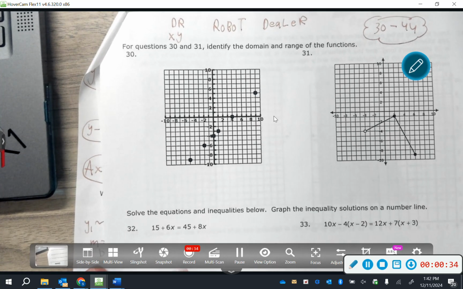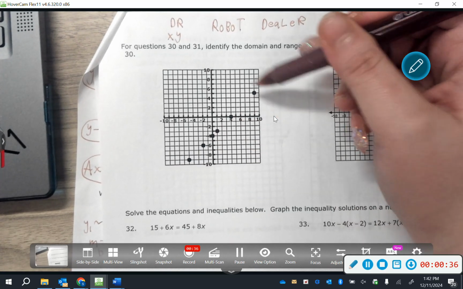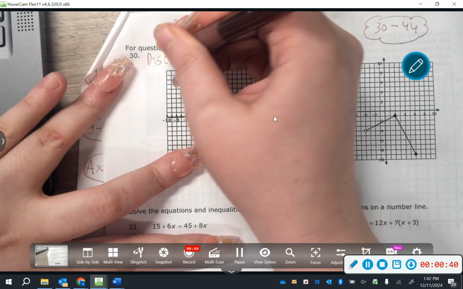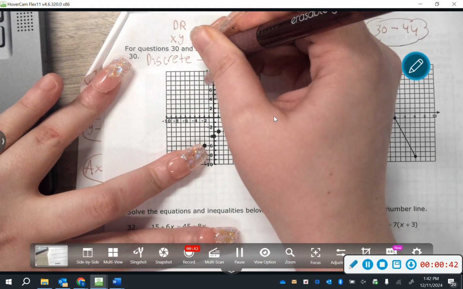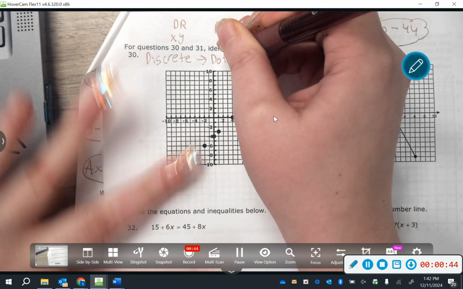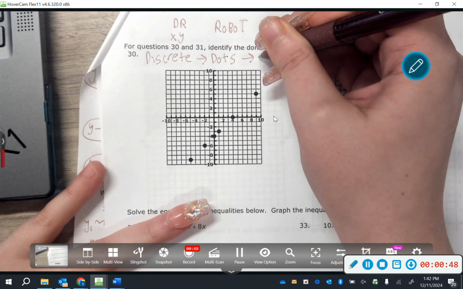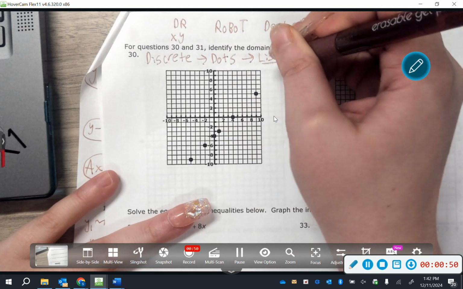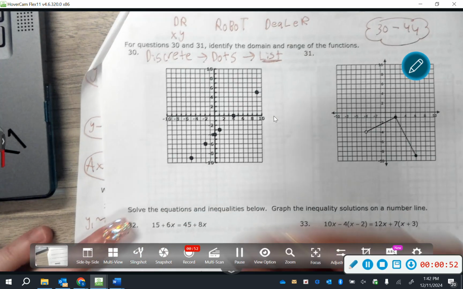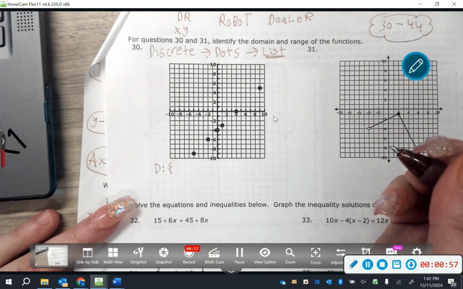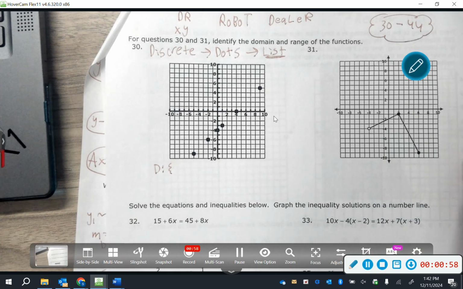Okay. If you have a bunch of points, as a reminder, it's called discrete. Discrete is dots. If you have discrete data and they are dots, what you have to do when you're making your domain and range is you make a list. Okay, so my domain, with this weird squiggly bracket thing, don't judge.